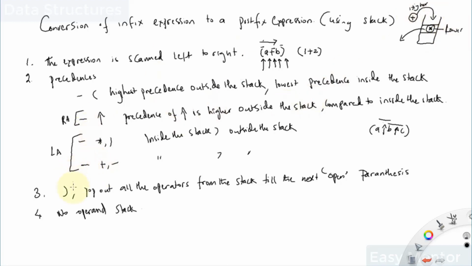One behavior of the closing parenthesis is that it pops out all the operators from the stack until the next open parenthesis is also popped out. So if you have the stack and you have an open parenthesis and you have a bunch of operators that exist on the stack, as soon as the closing parenthesis comes in, you pop out all of these operators till the opening parenthesis is also popped out. And we don't have any operand stack for infix to postfix conversion. Operand stack is only used for the postfix evaluation, which we'll talk about later.